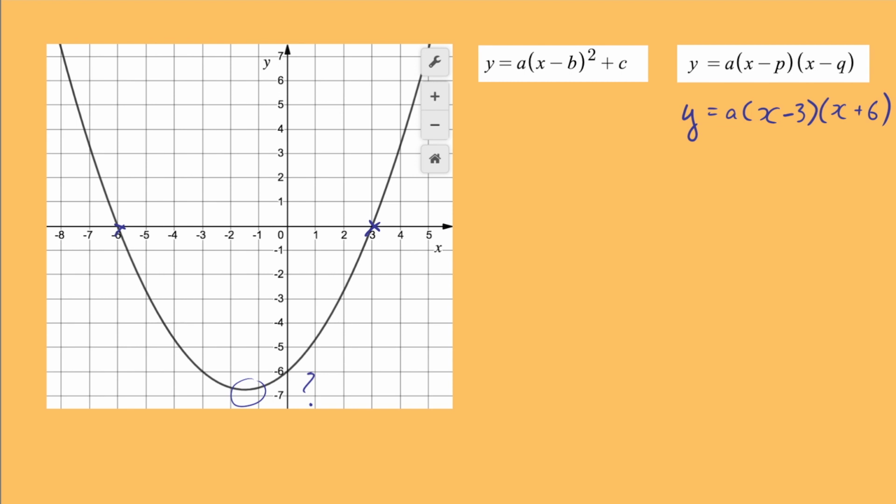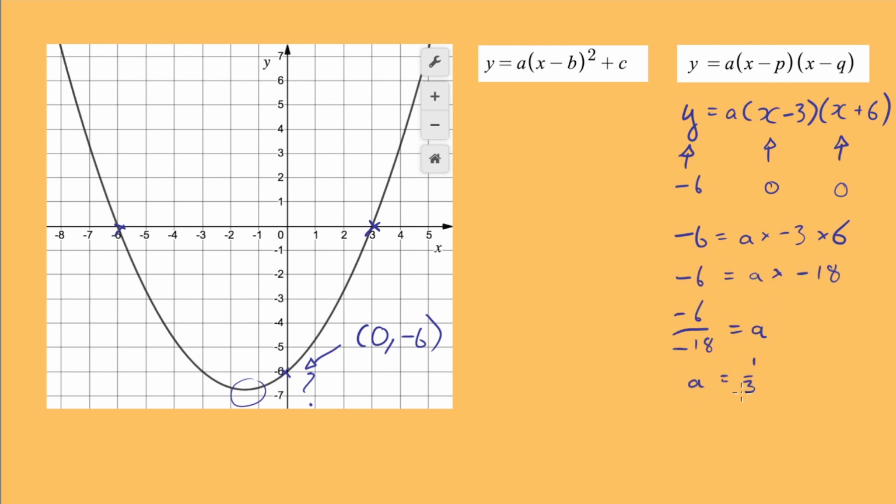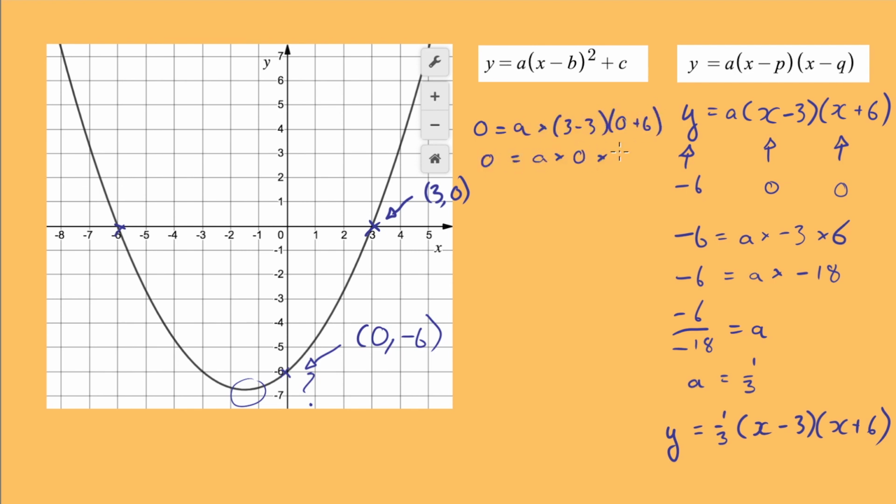I can identify a number of points on the graph, but I want to keep the numbers simple, so the y-intercept is a good choice. So negative 6 is equal to a times negative 3 times 6. Simplify, divide by 18 to get the a by itself, and simplify the fraction using your calculator. a is 1/3 and the equation is y equals 1/3 times (x minus 3) times (x plus 6). This is a good way of finding a, and it always works as long as you can read off one extra point. Note that you can't use one of the x-intercepts because that would just leave you with the equation 0 equals 0, and that doesn't really tell you anything about a.